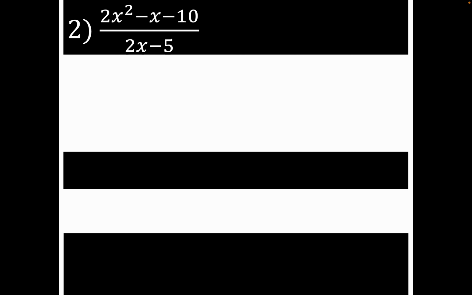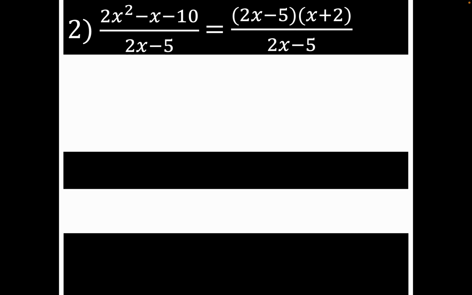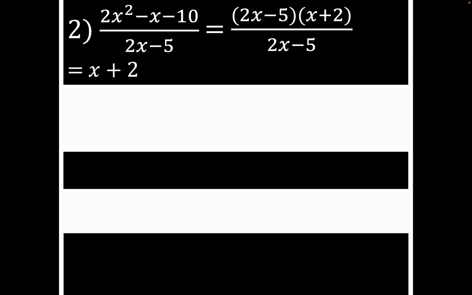Our second problem is 2x squared minus x minus 10 divided by 2x minus 5. And again, the first step is to factor everything out, which gives us 2x minus 5 times x plus 2, divided by 2x minus 5. Upon seeing this, we can realize that we can cancel out 2x minus 5 on the top and bottom, and this gives us y equals x plus 2, which is the same as a normal line.